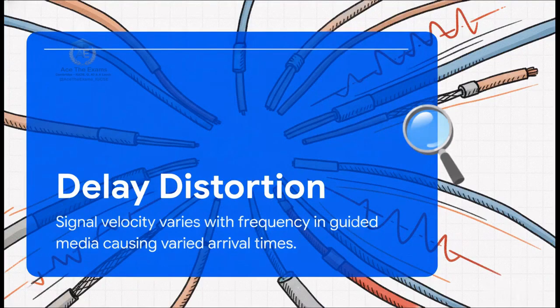So here is your syllabus-safe gold definition for delay distortion. It's actually quite simple. The signal literally changes its shape because different frequencies travel at different speeds through the wire.